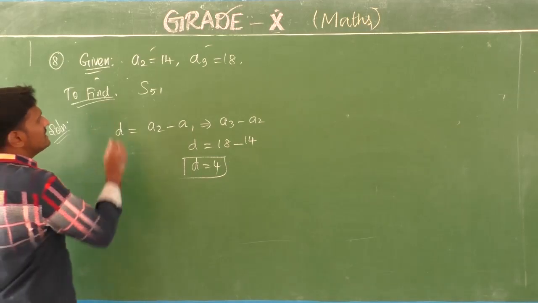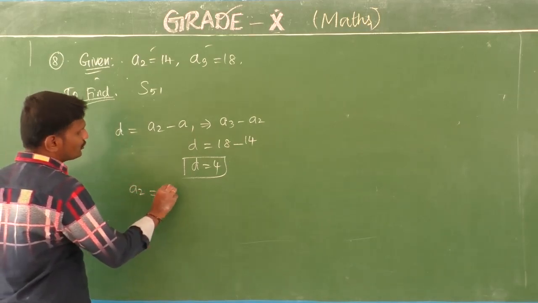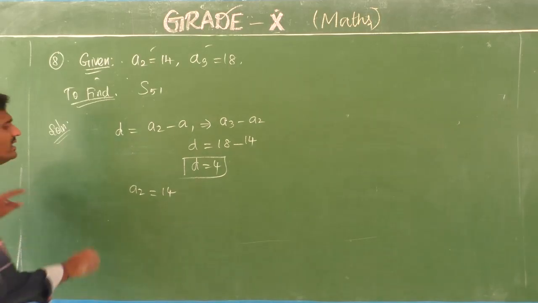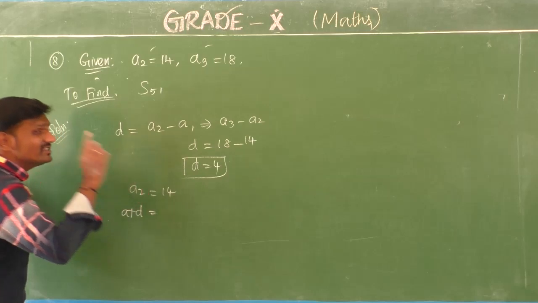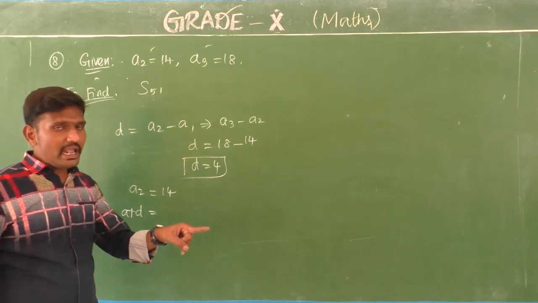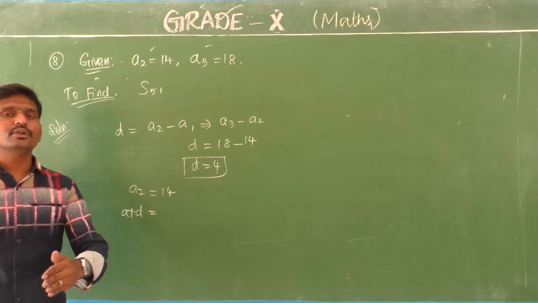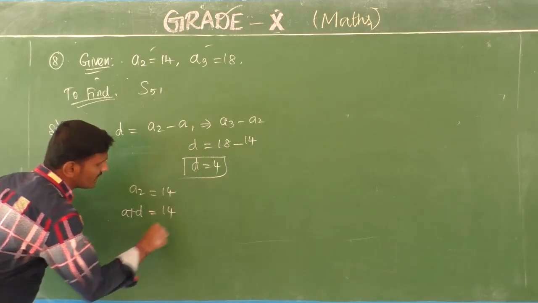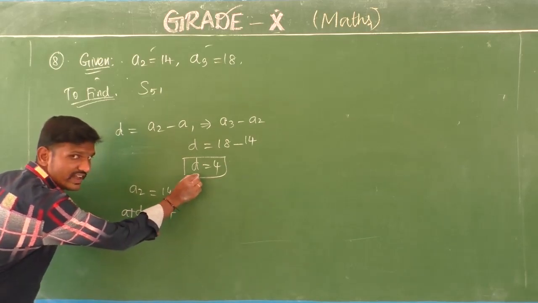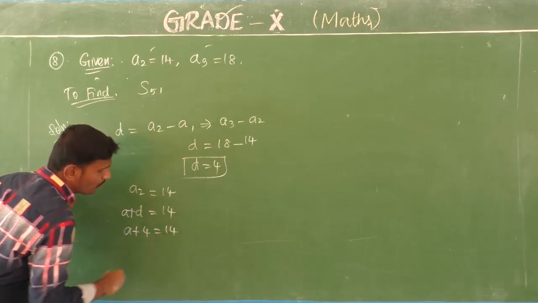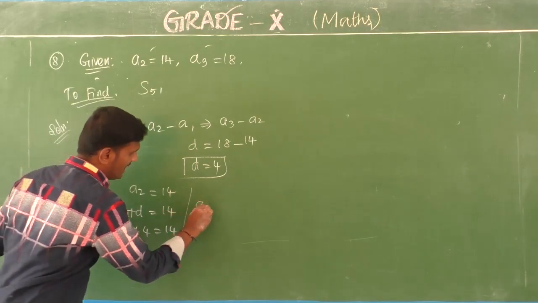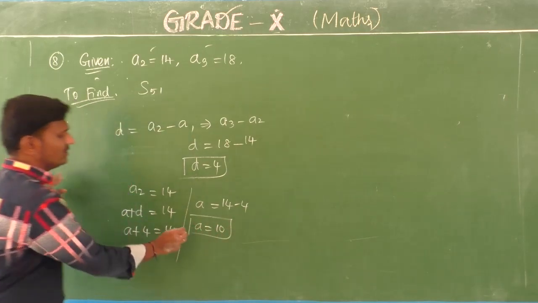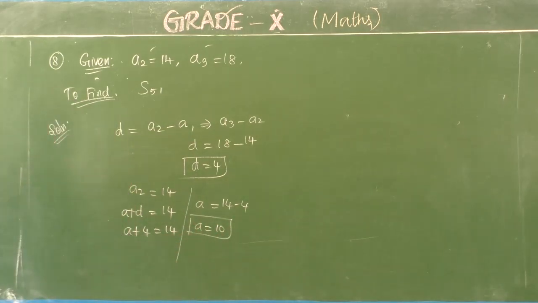And then the second term A2 is given, so A2 is equal to 14. The second term of the AP is what, student? A plus D, because the general form of an AP is A, A plus D, A plus 2D, A plus 3D. So A plus D equals 14. Now you already know the value of D is 4, so A plus 4 equals 14. Then A is equal to 14 minus 4, the value of A is 10. Have you got it, children?